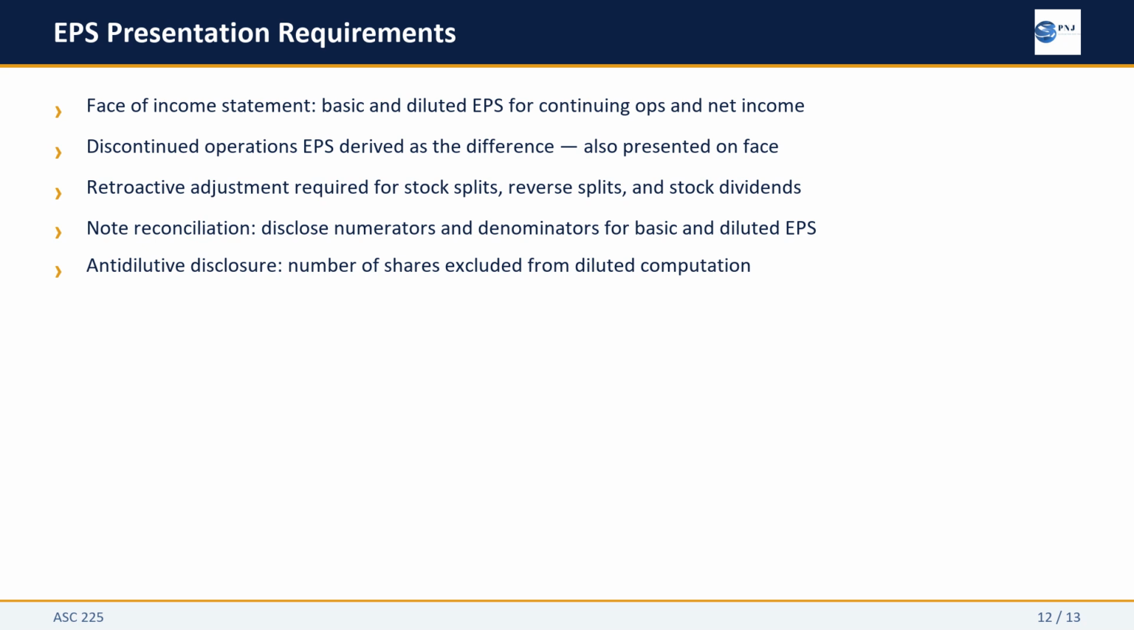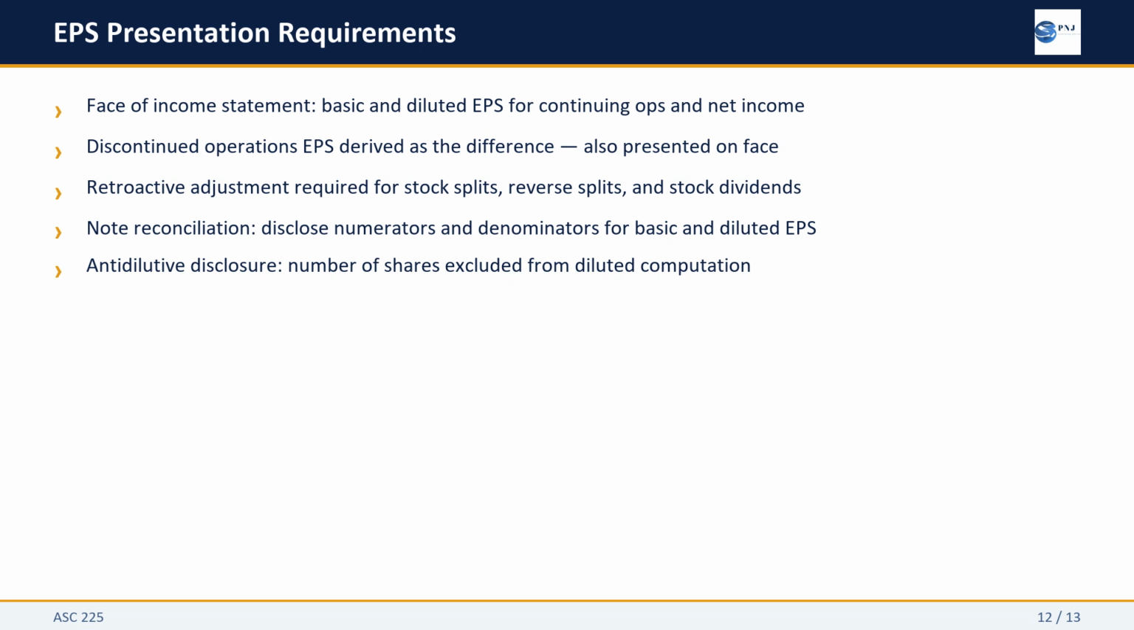Basic and diluted EPS must appear on the face of the income statement, not buried in a note, for both income from continuing operations and net income. When discontinued operations exist, EPS for that component is derived on the face as well. For comparative periods, retroactive adjustment applies whenever there is a stock split, reverse split, or stock dividend, as if the new share count existed throughout all periods shown.